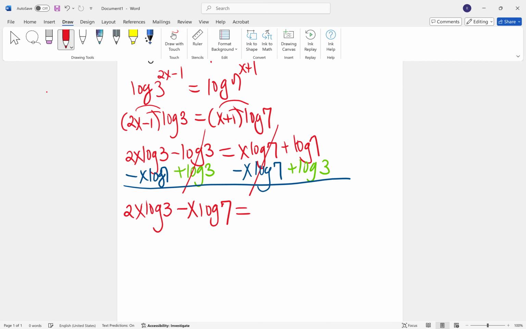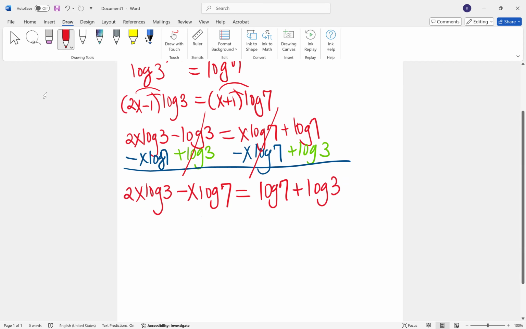That's going to equal the log of 7 plus the log of 3. So you see how I gathered my x terms to the left-hand side of the equation and I gathered my constants to the right-hand side of the equation. But remember, the goal is to solve for x. But I have two different x terms on the left-hand side.